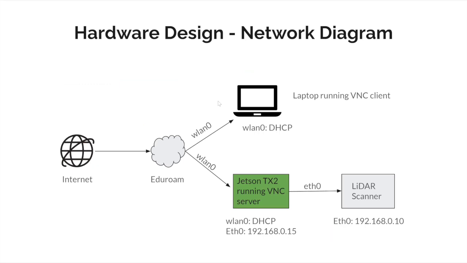This is our network diagram. The internet that we use is Eduroam, and then we use wlan0 to connect to a laptop running a VNC client, with the Jetson running a VNC server on it. And then the Ethernet that connects the LiDAR uses the IP address given below, which is 192.168.0.10.